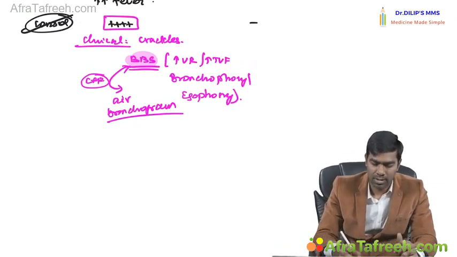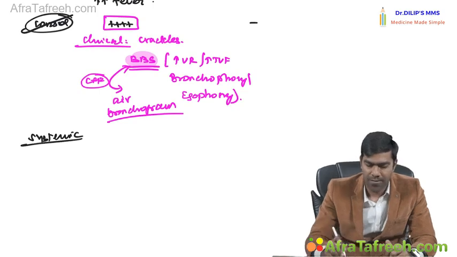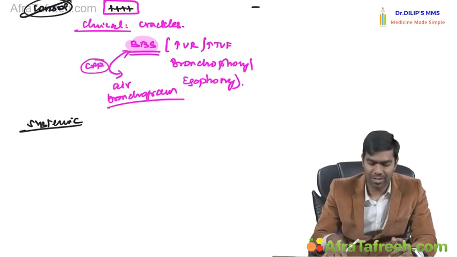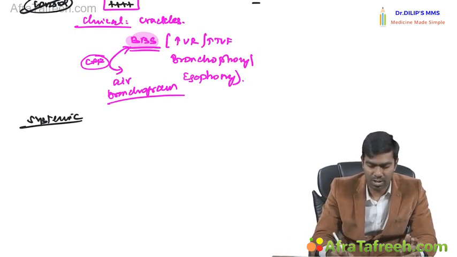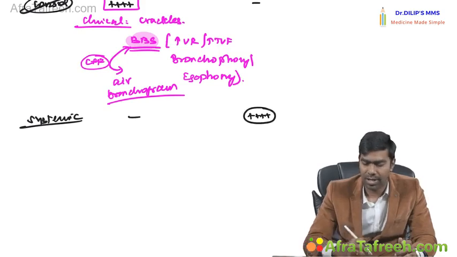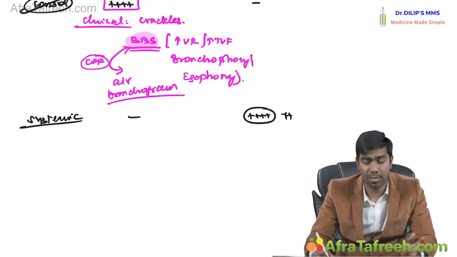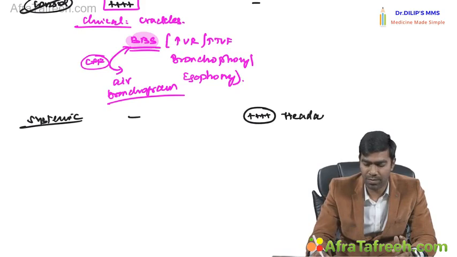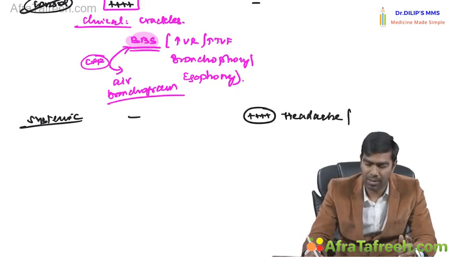The next thing is systemic features, systemic manifestations. Systemic manifestations are generally very rare in a typical pneumonia, but extremely common in an atypical pneumonia. It could be GI symptoms also, but the very common systemic manifestations will be headache and myalgia.